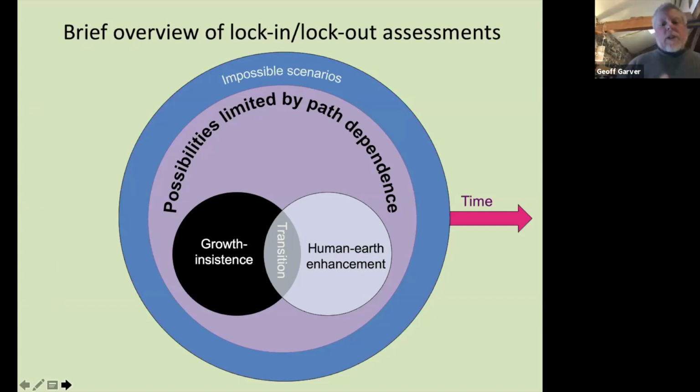And you'll see the overall idea here is that we want to move from our current regime, which I describe also as having growth insistence as one of its most fundamental objectives, to one in which mutually enhancing human-earth relationships would be the primary goal. And there is this zone of transition, and that's why I think it's very useful when we do these case studies to consider not only the final endpoint, but transitional regimes that we can get to on the way.